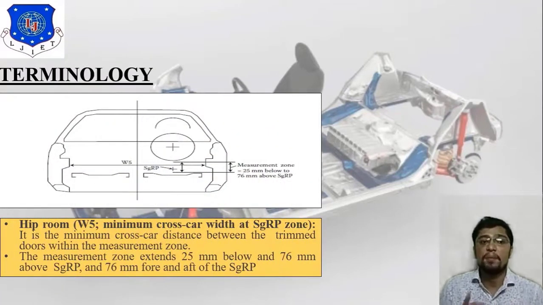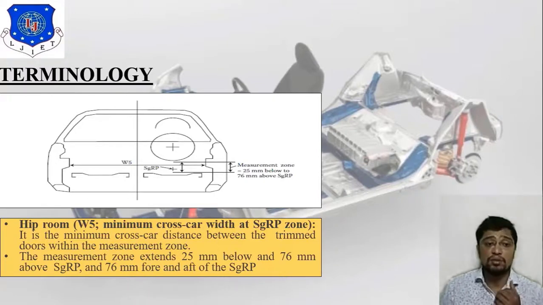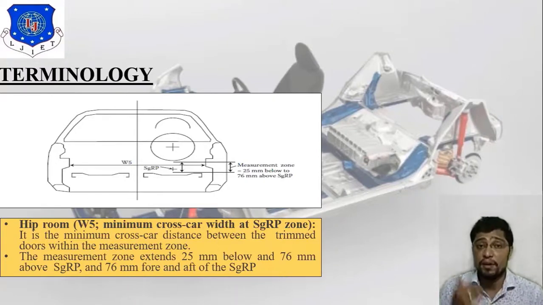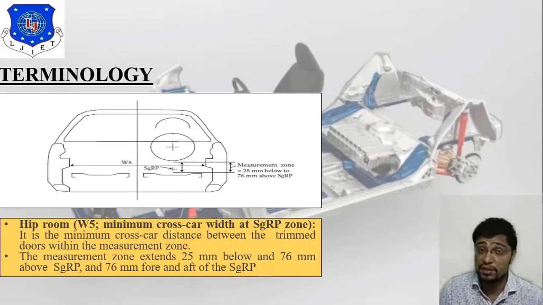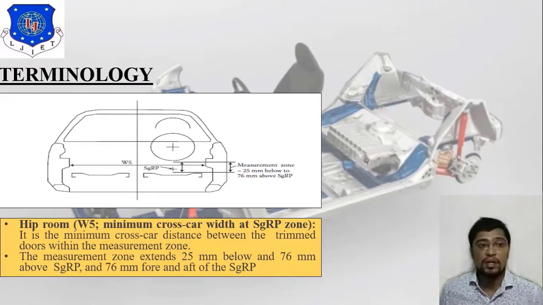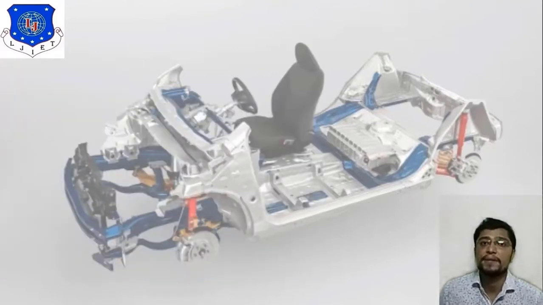Next one is hip room. Hip room is denoted by W5, which is also known as the minimum cross car width at the SGRP zone. It is the minimum cross car distance between the trim door within the measurement zone. The measurement zone extends 25 mm below and 76 mm above SGRP or H point referencing, and 76 mm forward. So this is the concept of hip room. Move forward to the next slide.